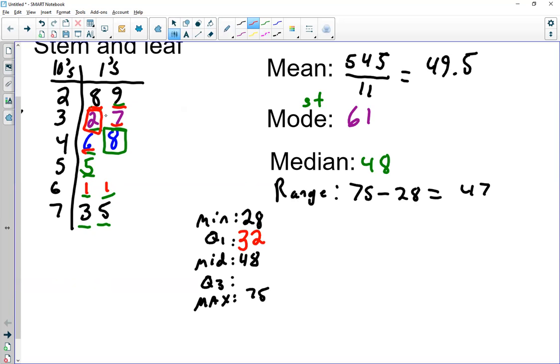You said, I put my finger here and here, 46 and 28. 46 is the biggest number in the first half, and 28 is the smallest number in the first half. No, you do not include 48 because that's the exact middle. Oh, because that's the middle of them? Yeah, that's the middle.